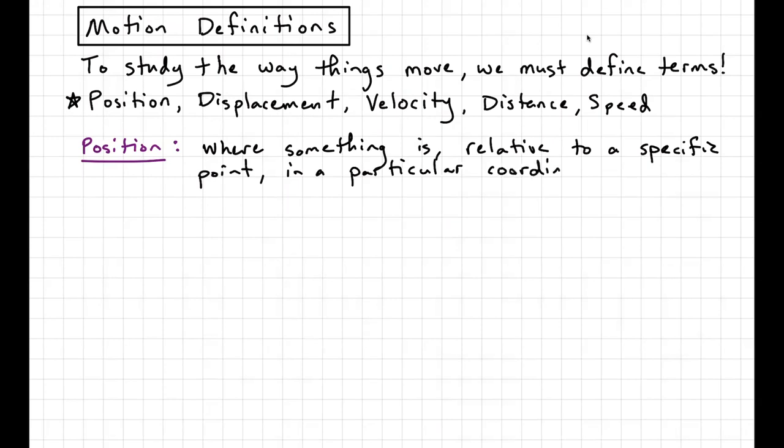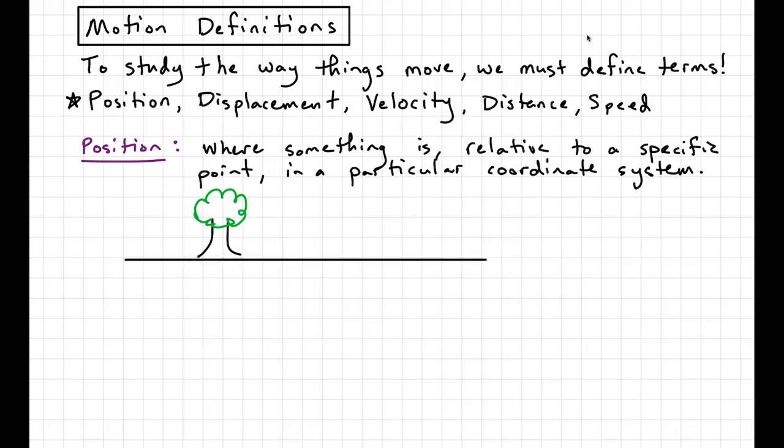So what does that mean? Let me give an example here. Imagine that there's a tree. Here's the tree. The leaves on the tree are green because in this example, it's not winter. So if I have ground under the tree, and then I have someone over here, this is Jimmy. I can say that if this distance here is 10 meters, Jimmy is 10 meters to the right of the tree.